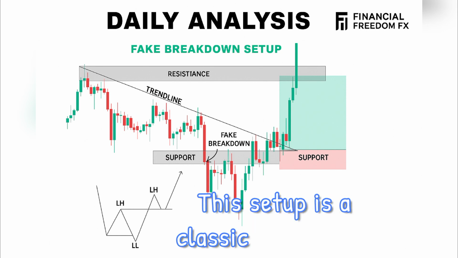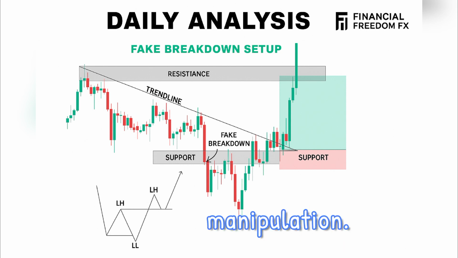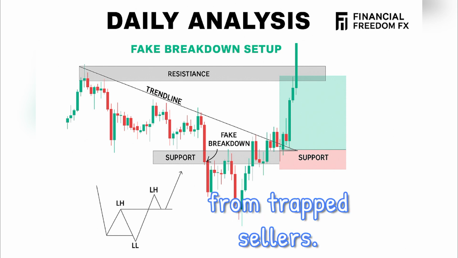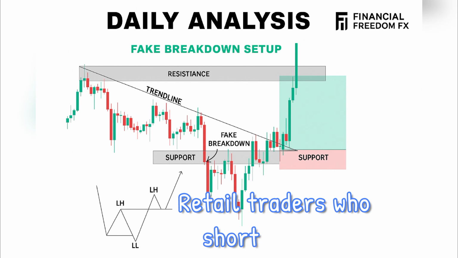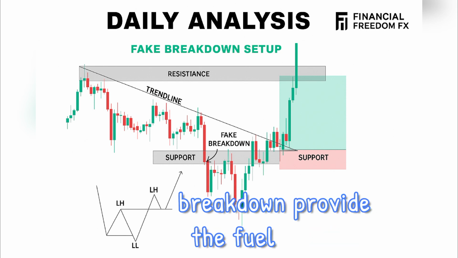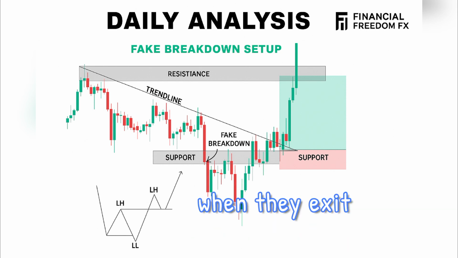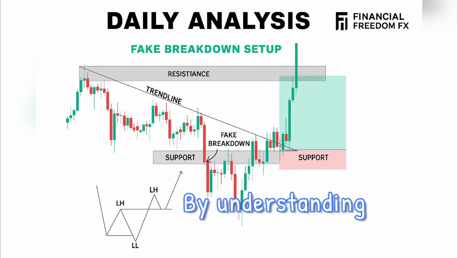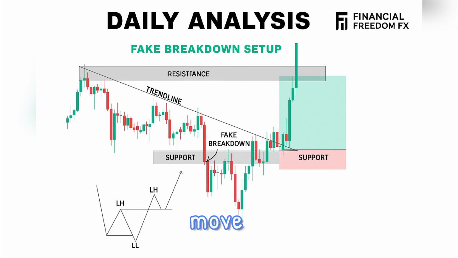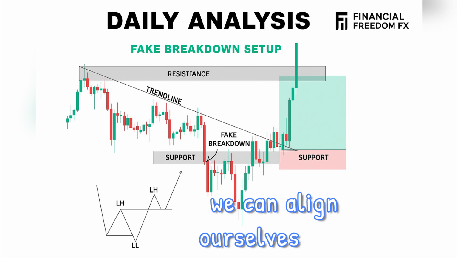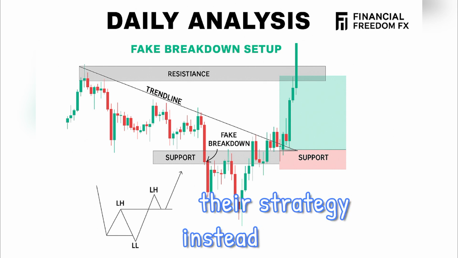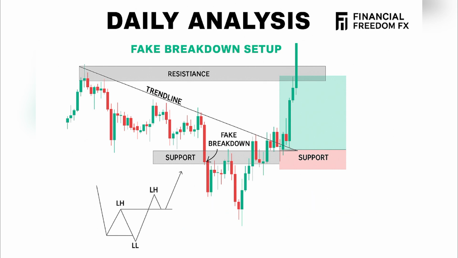This setup is a classic example of smart money manipulation. They create the illusion of a breakdown to collect liquidity from trapped sellers. Retail traders who short the fake breakdown provide the fuel for the bullish move when they exit their trades. By understanding how institutional players move the market, we can align ourselves with their strategy instead of falling victim to it. The lower left corner diagram shows a textbook shift in market structure.